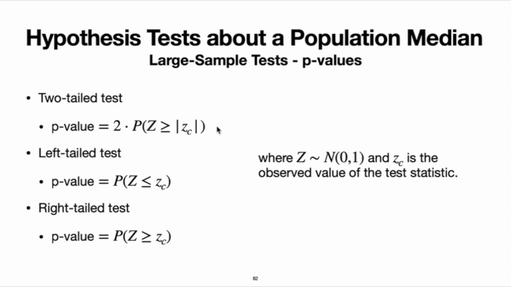Okay, using these approximate tests, for a two-tailed test, the p-value is 2 times the probability that a standard normal random variable is greater than or equal to the absolute value of the observed value of zcalc. For the left-tailed test, the p-value is the probability that the standard normal random variable z is less than or equal to the observed value of zcalc. And then for a right-tailed test, the p-value is the probability that a standard normal random variable is greater than or equal to the observed value, z sub c.